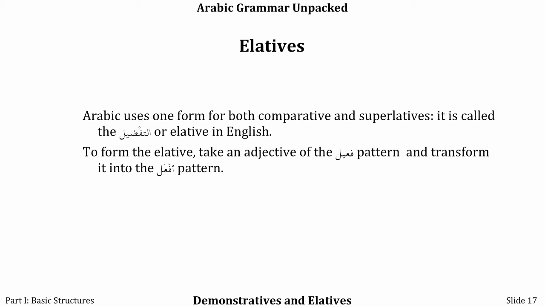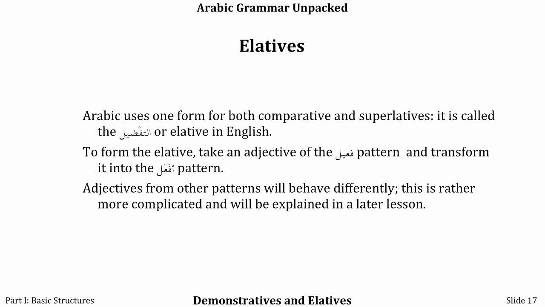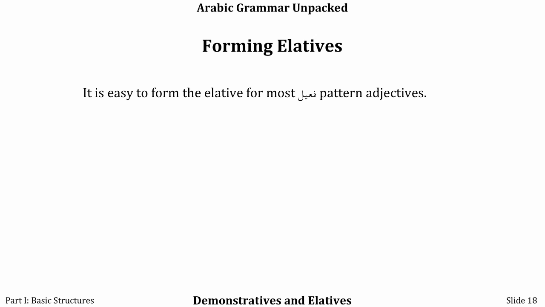To form the elative from an adjective of the fa'il pattern, like kabir or saghir, we take the fa'il pattern and we transform it into the af'al pattern. So adjectives from other patterns will behave differently. This is rather complicated, and it will be explained in a later lesson. So we're going to stick with the simple fa'il adjectives here. Forming the elative is pretty easy for most fa'il pattern adjectives.